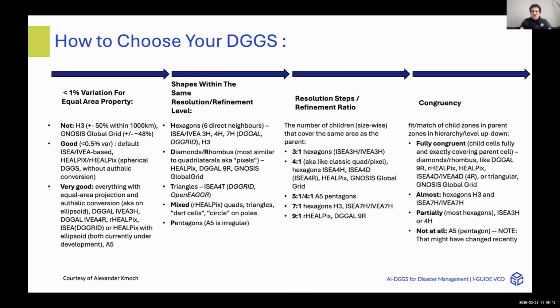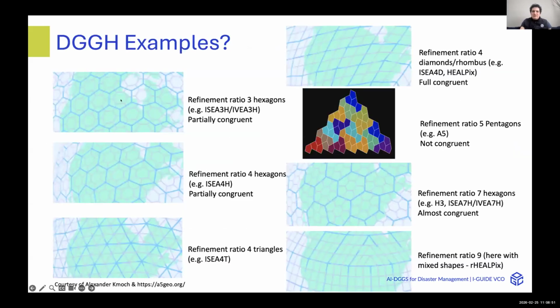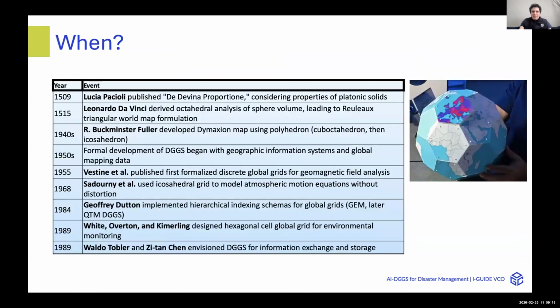Another topic that you need to know is the shapes. It could be hexagons, diamonds, triangles, or it could be mixed. This image shows them perfectly. They can be hexagons, triangles, diamonds, or they can be mix and match, or completely something else, like pentagons. They do not necessarily have the same shape, let's put it that way.